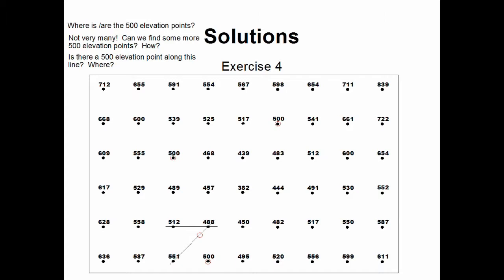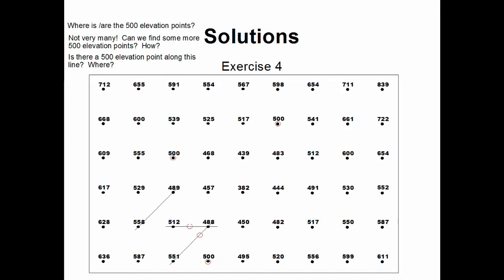Here we go from 488 to 512. What would this point be? Well, it's 12 feet up to 512 and 12 feet down to 488, so I would put this point right in the middle. And pretty soon you don't have to draw these lines anymore, and you can just picture in your mind where those points might be. Let's do a few more.